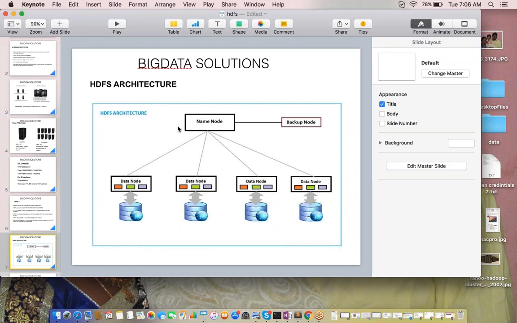Okay, got it. Thank you, Ravi. Name node to secondary name node is not RPC. Ideally, as I know, it is HTTP.